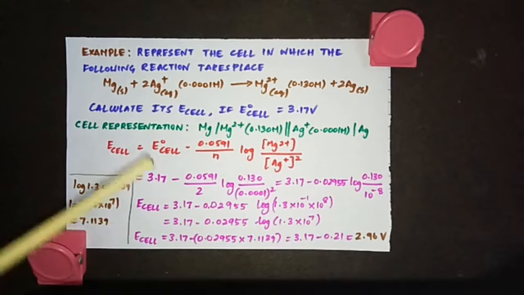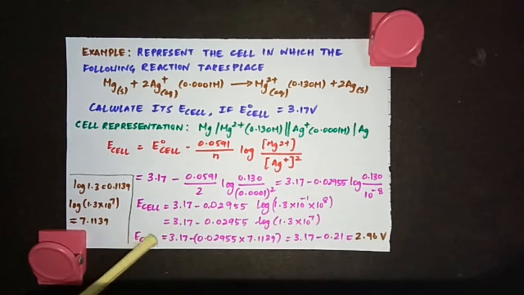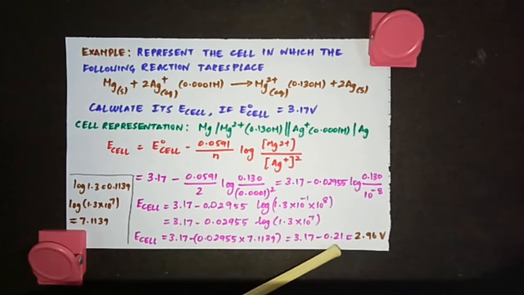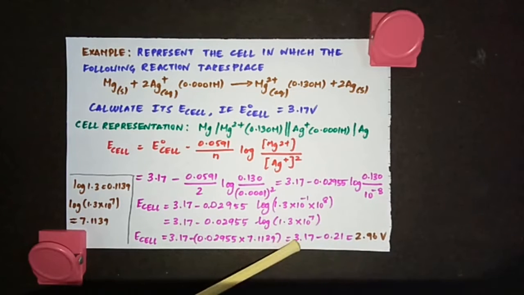So now coming back here, E cell is equal to 3.17 minus, multiply this with this value. See, 0.0222955 into 7.1139. So that gives you the value of 0.21, and then subtract it from 3.17. So you get an EMF of value 2.96 volt.